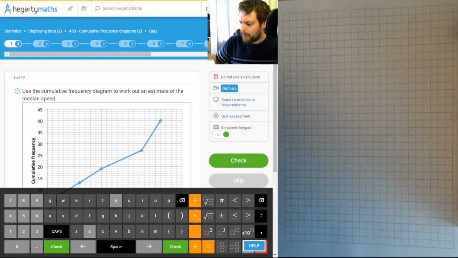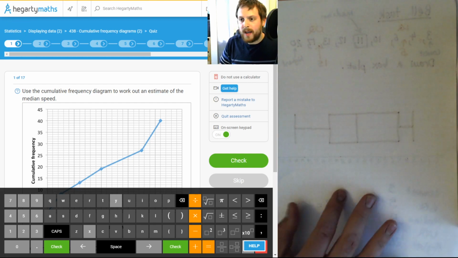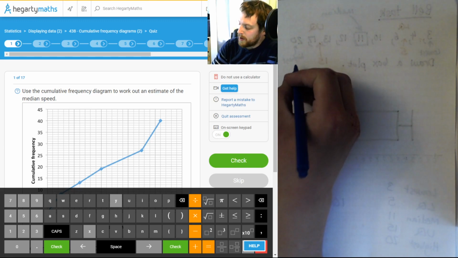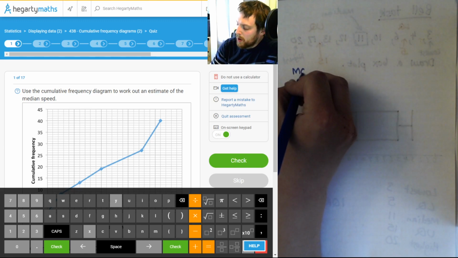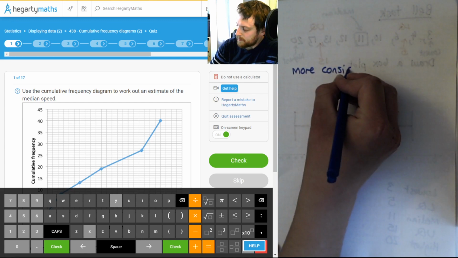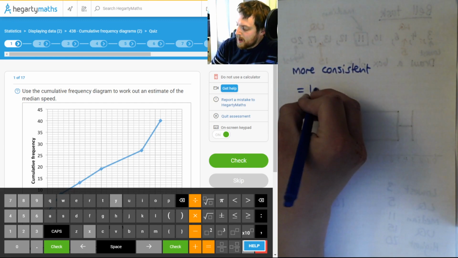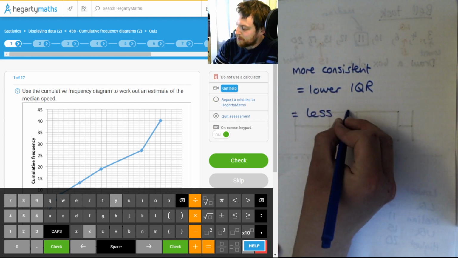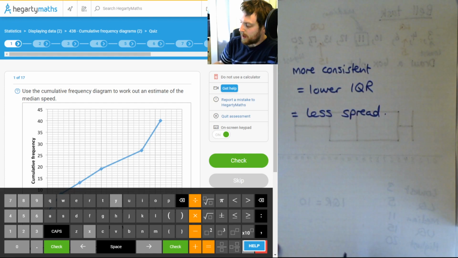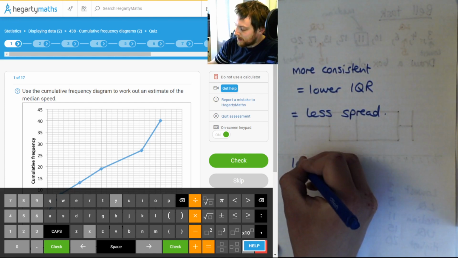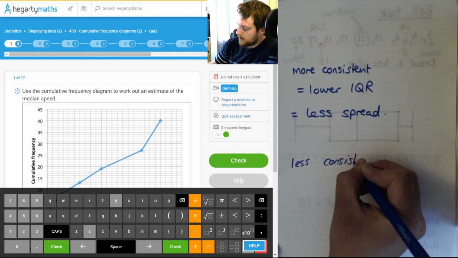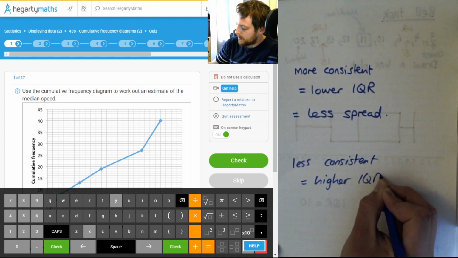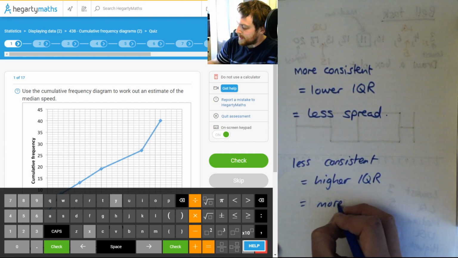Okay, so I'll just make a little note of that. I'll use the same bit of paper even though you can see the writing through, because this is just a really quick little note. More consistent is the same as having a lower interquartile range. It's less spread out. Whereas if you were less consistent, that would be a higher interquartile range, and that would be more spread out.